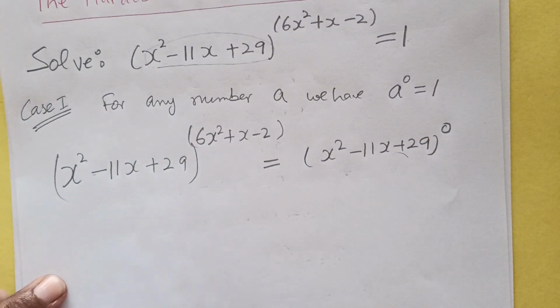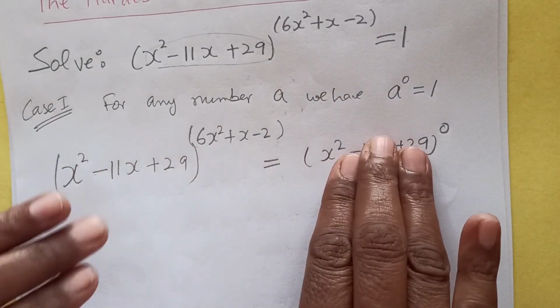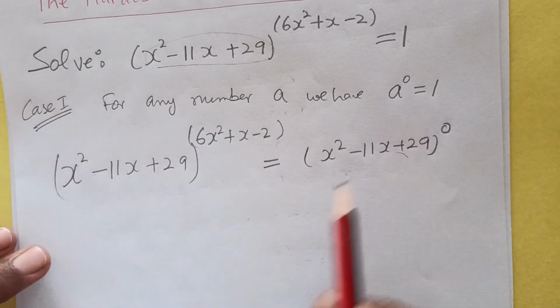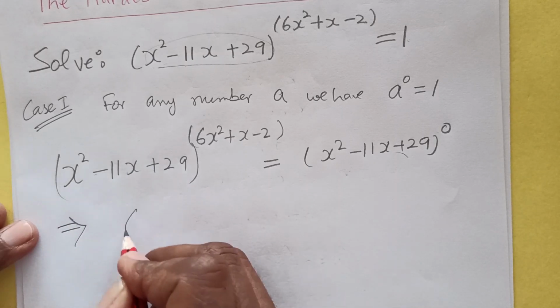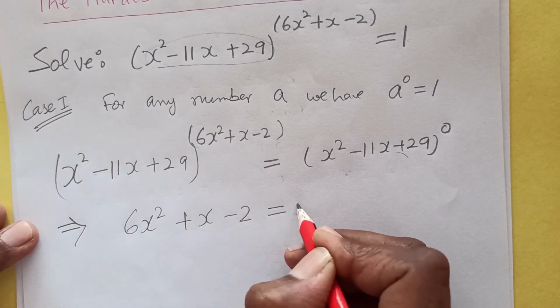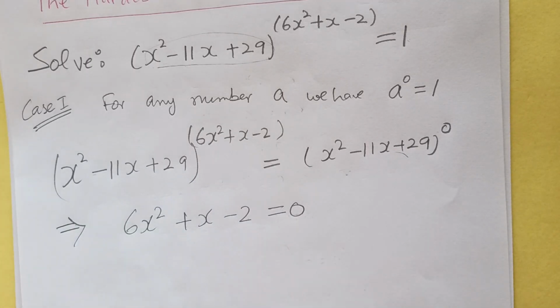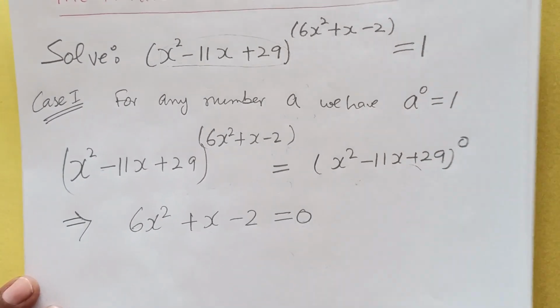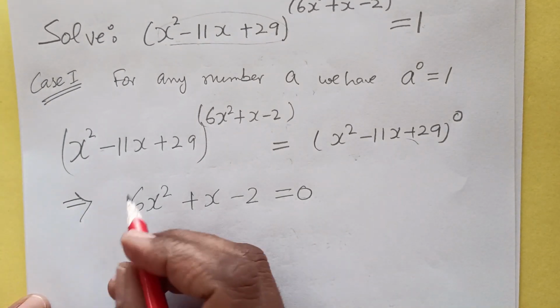So now what does this give us? The base is same, then you will have powers also same. So this gives us 6x squared plus x minus 2 equals 0, right? Now you have the quadratic, so you can easily find out the solution here. I will use the factorization method here.